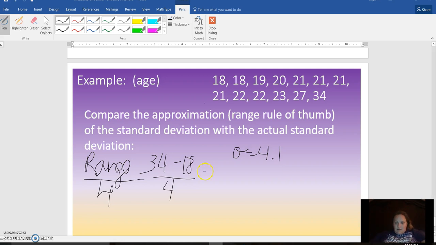Okay, so 19 divided by 4 is 4.75. So pretty good approximation, because our real one was 4.1. Alright, and so if we need to compare them, you say they're very close together, they're 1/10 difference, something like that. Right.